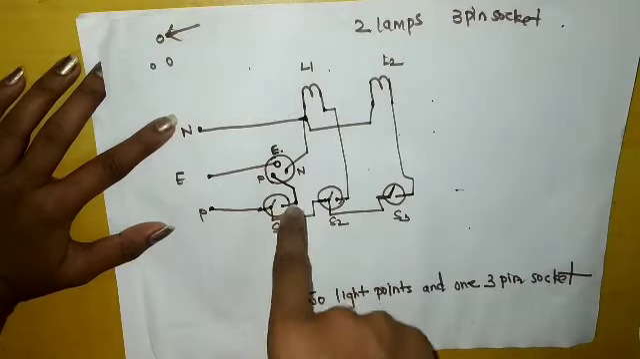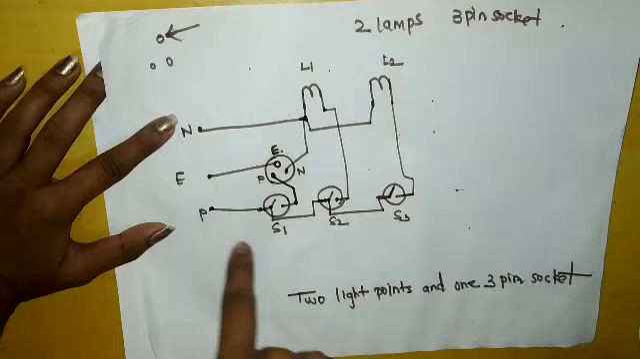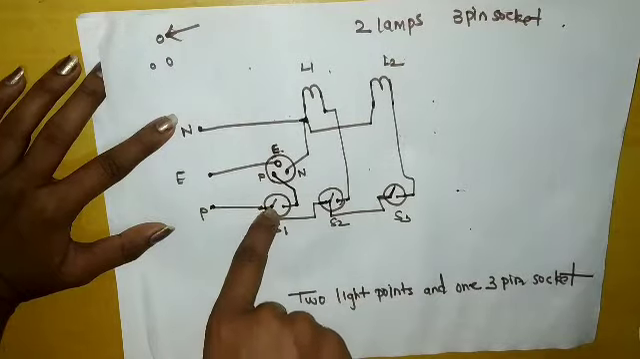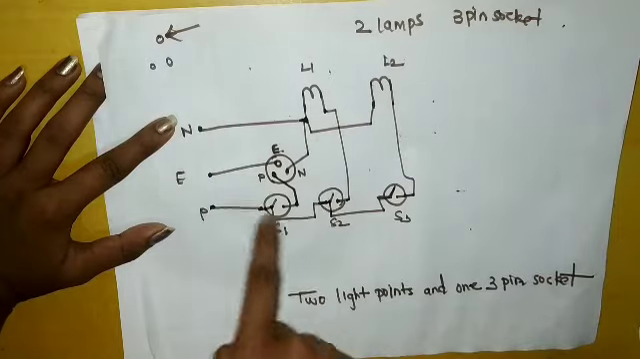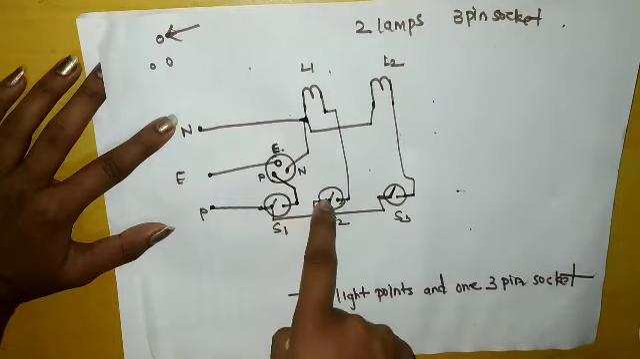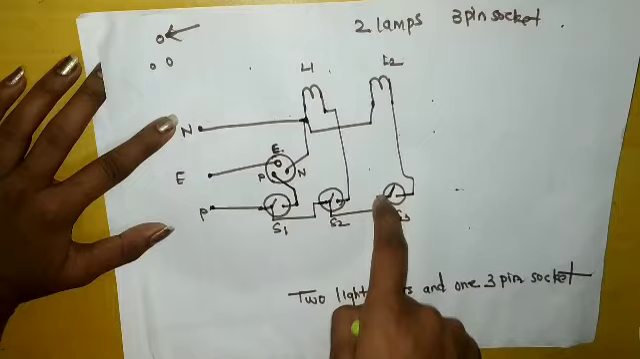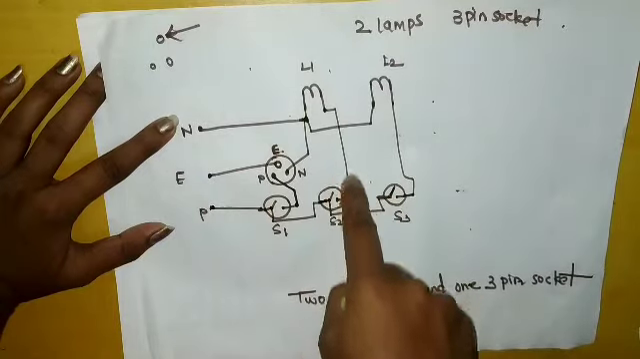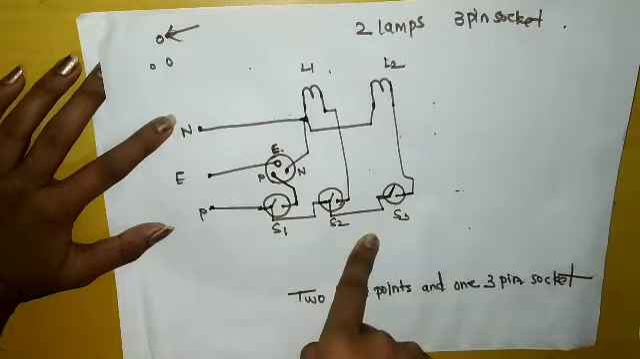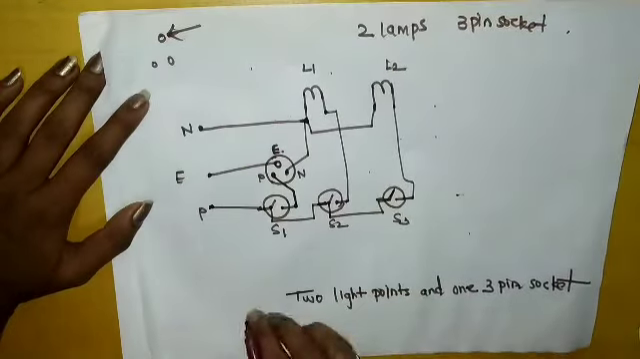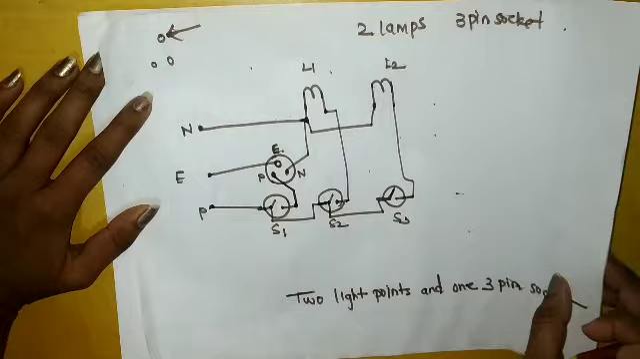So the switch has to be always given the phase. The phase is given to this switch S1, and then this phase is linked forward from switch S1 to switch S2 and this S2 to S3, and the remaining part of the lamp is given here, right? So the circuit gets completed. So this is the diagram of 2 points and 1 3-pin socket.